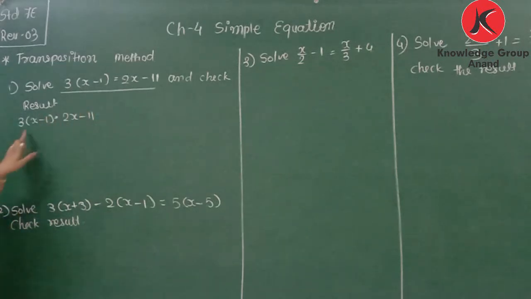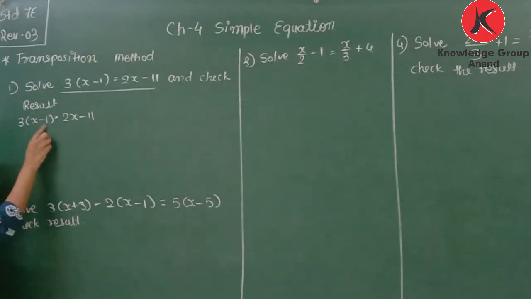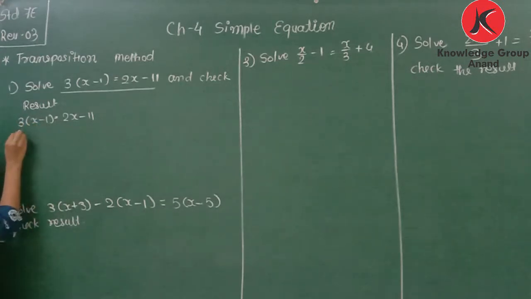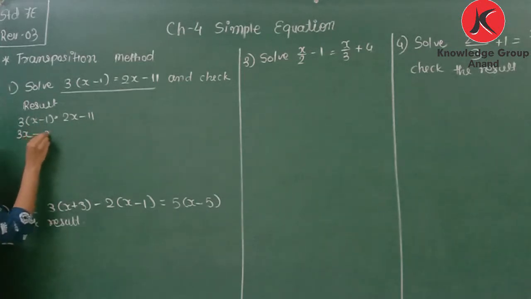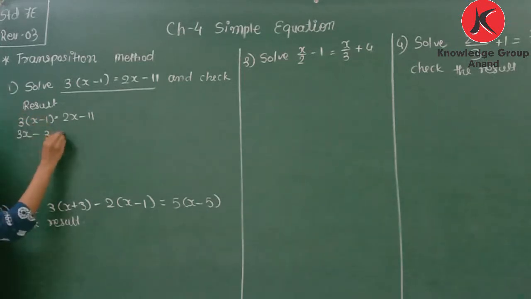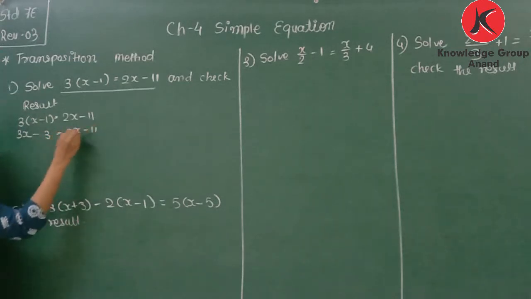Now what is the variable? Variable is x. So first of all we need to simplify this. How can we simplify? We open the bracket. So 3 is multiplied with both numbers inside the bracket. Now 3 is multiplied with x, so it is 3x. And 3 is multiplied with minus 1, so minus 3. 3x minus 3 is equal to 2x minus 11.